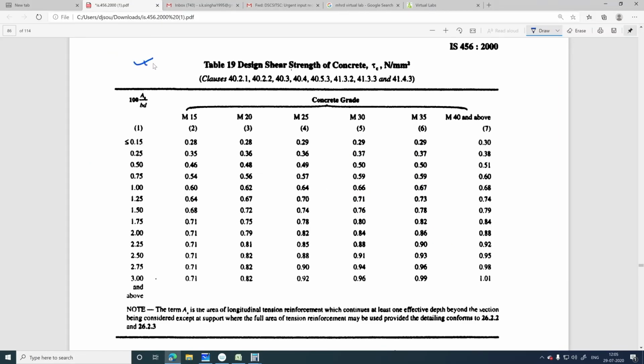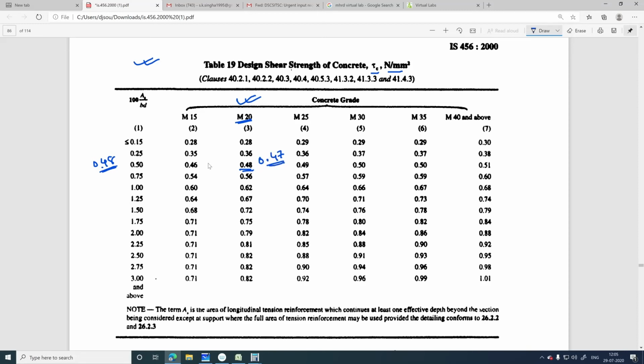So this is the table 19. From here we can get the design shear strength of concrete, that is tau C in Newton per millimeter square. We will consider this particular column because our grade of concrete is M20 and our percentage of steel is 0.48. Here it is not given; it is given 0.25 and 0.50. So the corresponding value of 0.48 is near to that of 0.50.